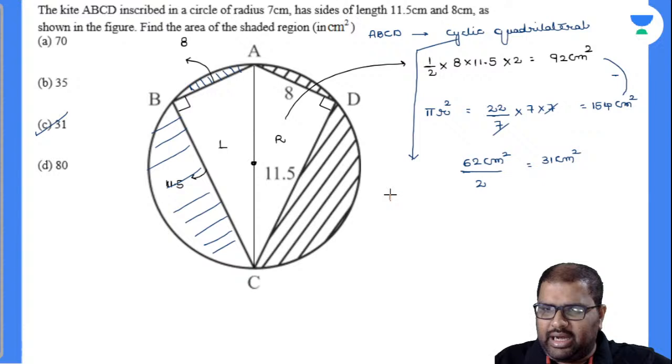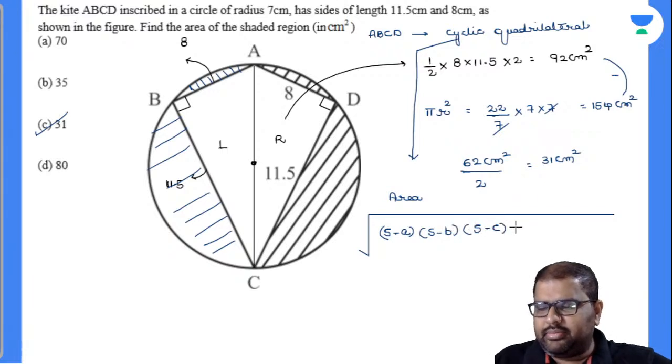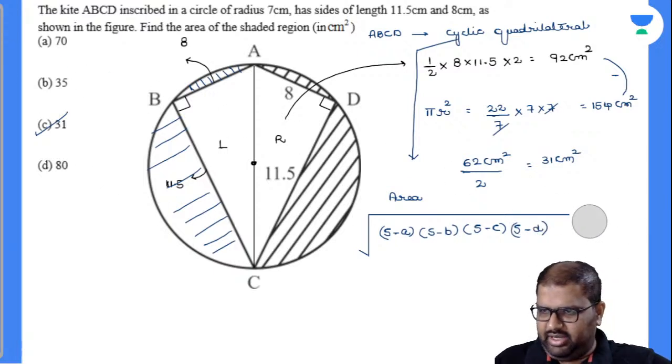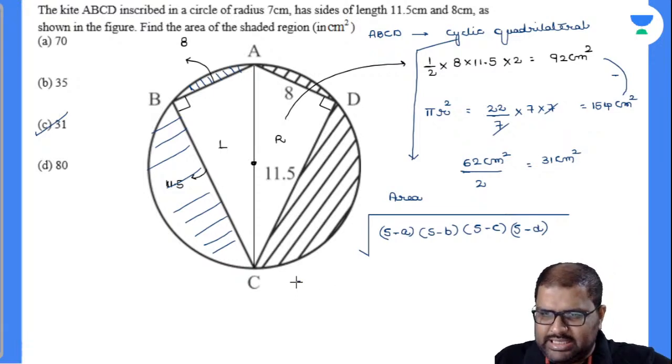Or otherwise, if you know ABCD is a cyclic quadrilateral, the cyclic quadrilateral area is nothing but equal to, anybody know the formula there? Root of S minus A into S minus B into S minus C into S minus D. How many of you know this formula? Of course, those who are frequently solving geometry can know this. S is nothing but the semi-perimeter, A plus B plus C plus D by 2.